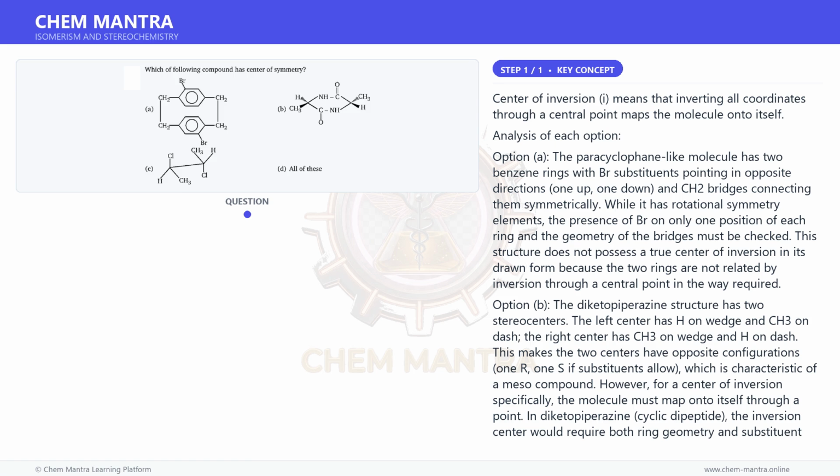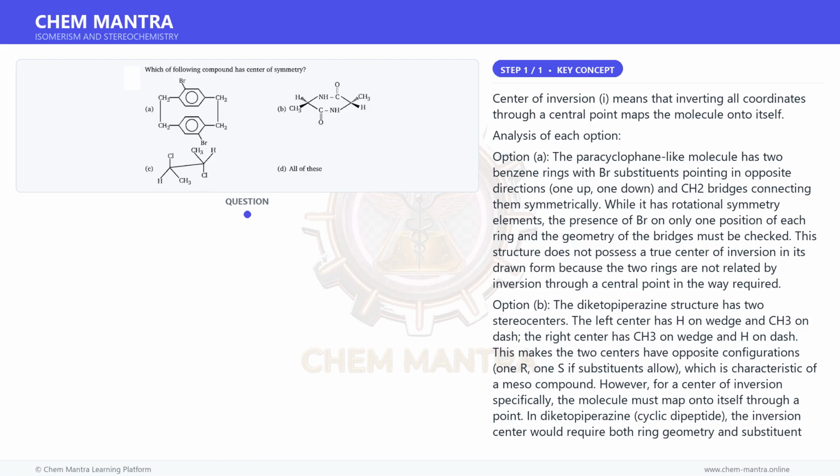Option C. The structure shown is meso-2,3-dichlorobutane. In meso-2,3-dichlorobutane, C2 has configuration R and C3 has configuration S, or vice versa. In the anti-conformation, meso-2,3-dichlorobutane possesses a center of inversion. Inverting through the midpoint of the C2-C3 bond maps C2 onto C3 and vice versa, with Cl mapping to Cl, CH3 mapping to CH3, and H mapping to H.